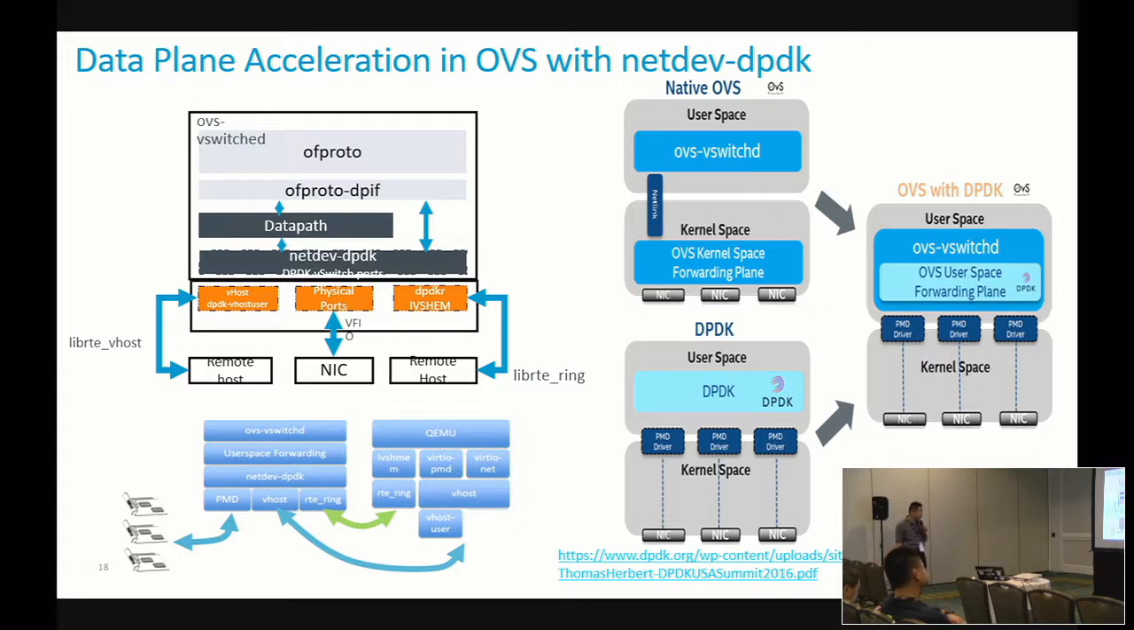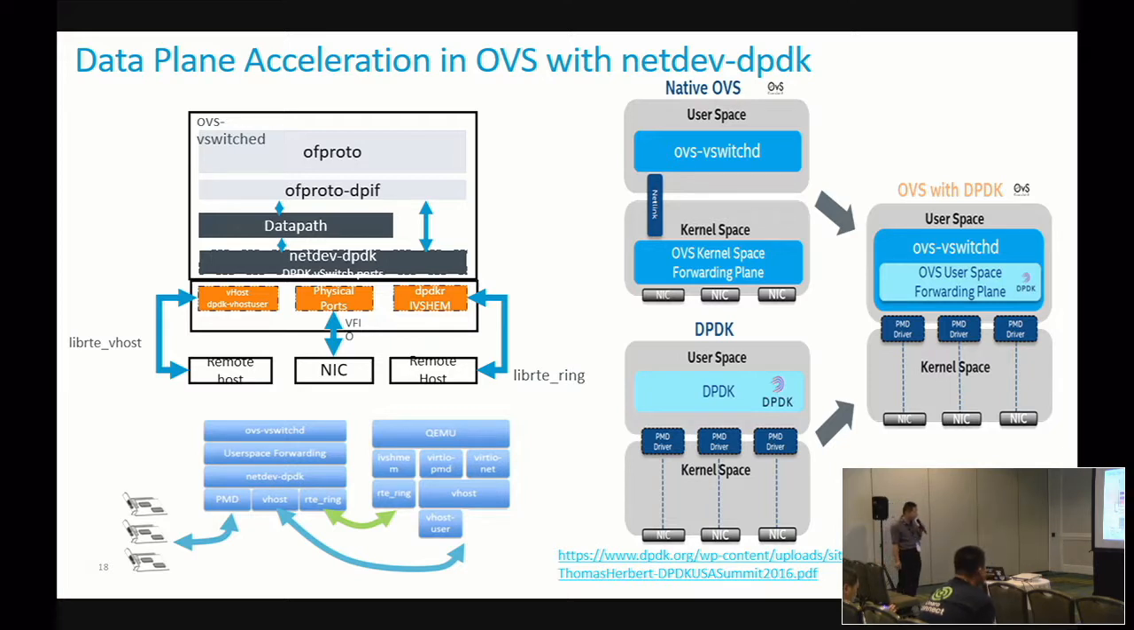And actually, there are three kinds of DPDK interfaces, three different DPDK classes. The first one is the DPDK vhost-user, which is for the para-virtualized interfaces between the virtual machine and the OVS.